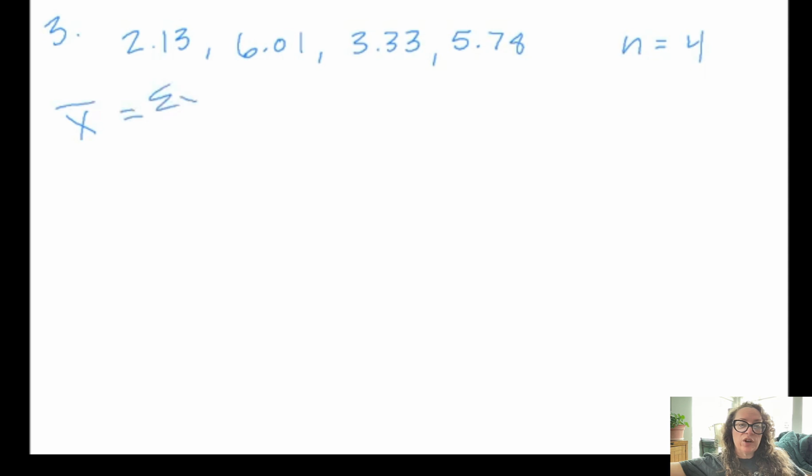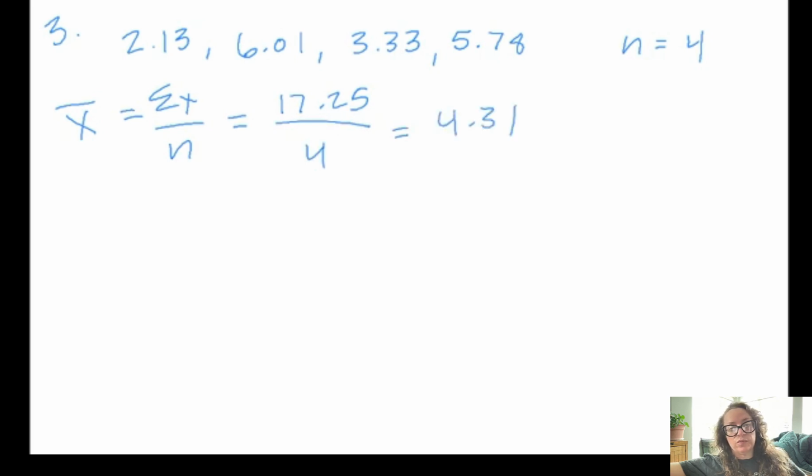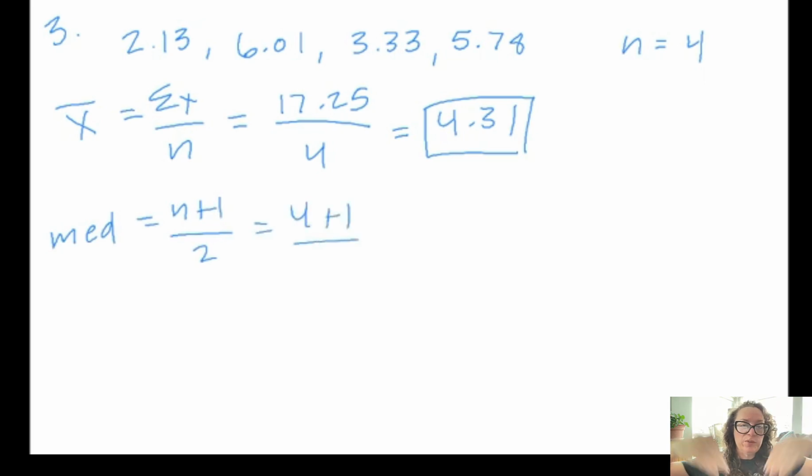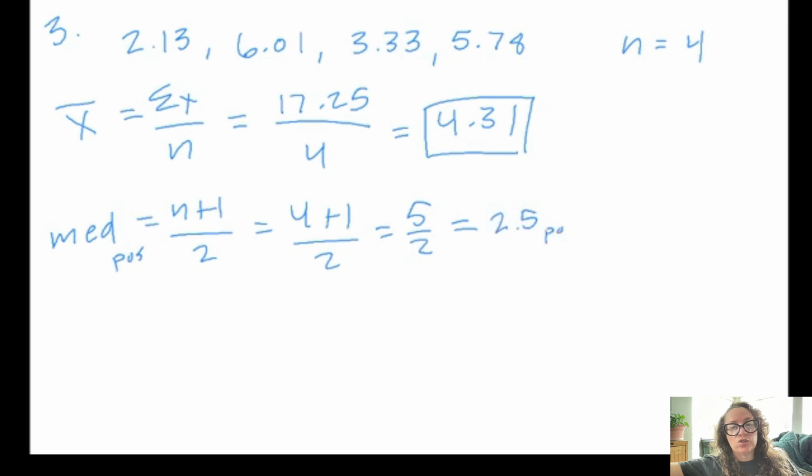Let's grab the average. Obviously we sum up all of the values, all the x's, and divide by n. 17.25 over 4 gives us an average of 4.31 seconds for our mean. Then the median. Remember, we start from 1 all the way to n plus 1, and then take the middle position by half, so 5 over 2 equals 2.5. This gives us position 2.5.